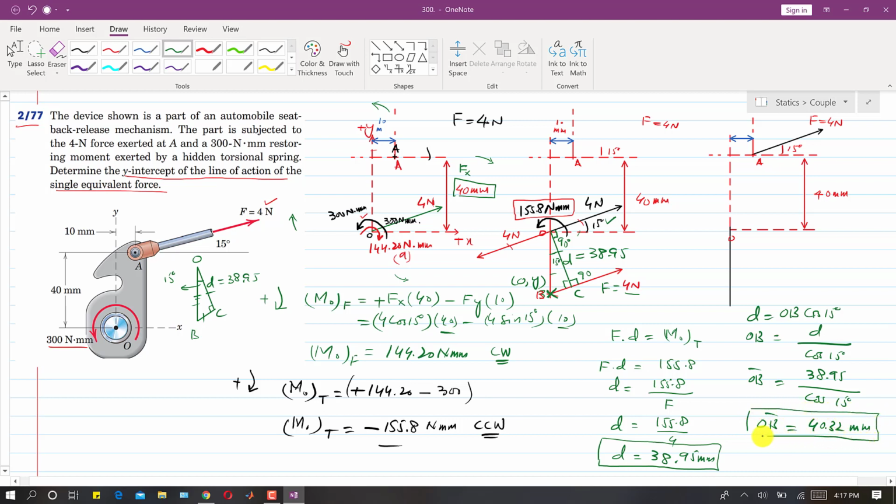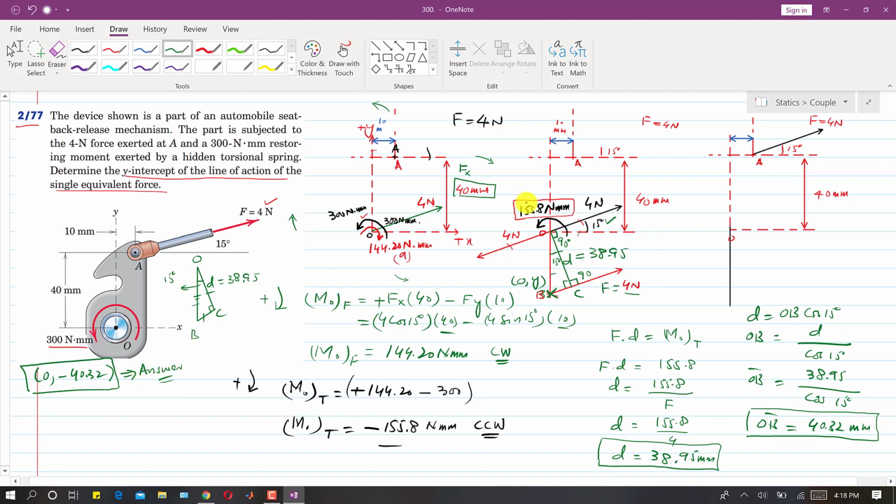Now here, as we can see, this is in the negative y direction. So the coordinates of this point B are 0 and 40.32 in the negative y direction, so this is negative. So this is the answer that we were required to find.